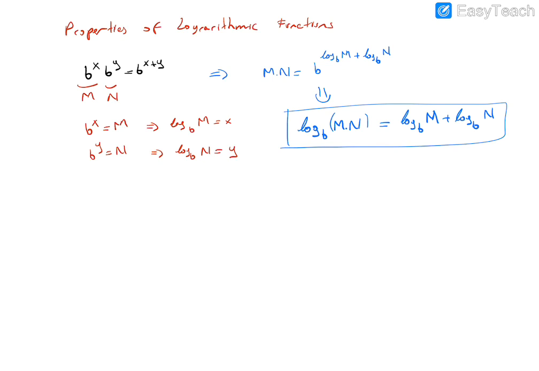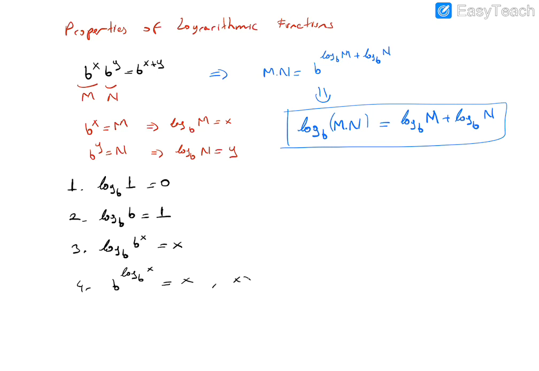And similarly, you can obtain some other important properties, so let's write all of them as a list. The first property is logarithm base b of 1 equals 0. Second, logarithm base b of b equals 1. By definition, you can obtain these easily. Third, logarithm base b of b to the power x equals x. The fourth is b to the power of logarithm base b of x, which equals x again, but here x has to be bigger than 0 because of the domain of the logarithm.